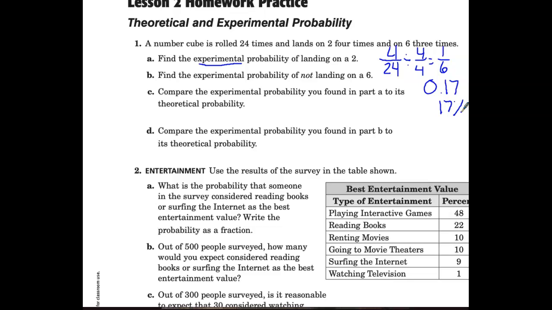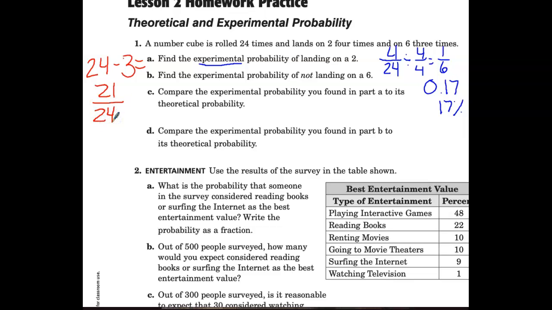Then on B, I'll do that one in red. It says find the experimental probability of not landing on 6. So what did you do for this one? You took 24 minus 3 because we actually rolled a 6 three times. So what did you get for that? 21. And what did you put as your denominator? 24, because that's how many total times we rolled the dice.